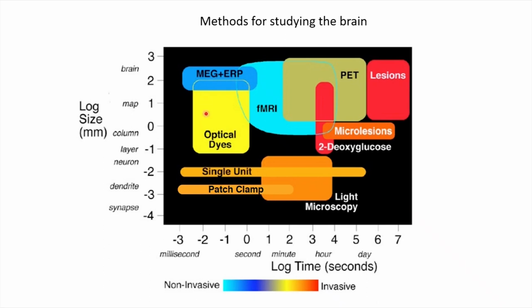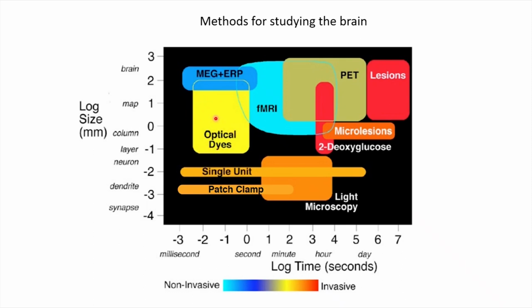Another technique is the use of optical dyes. One of the most commonly used dyes is a protein called GCaMP, which fluoresces when a neuron is active. By imaging these dyes, one can figure out which neurons in the brain are active. The fluorescence changes on the order of tens of milliseconds to hundreds of milliseconds, so that's the temporal resolution. And the spatial resolution can go from individual neurons to groups of neurons.